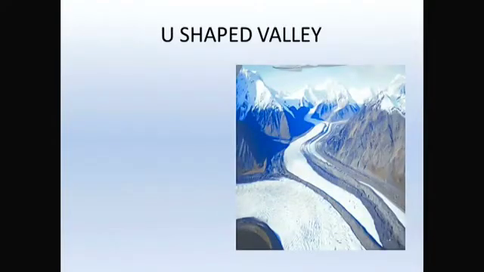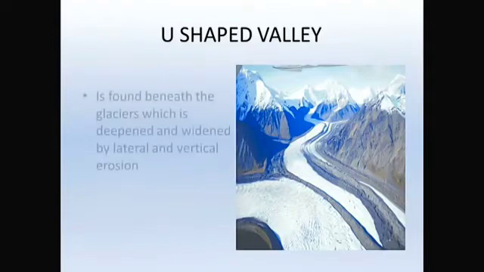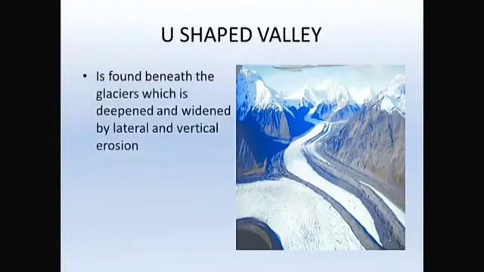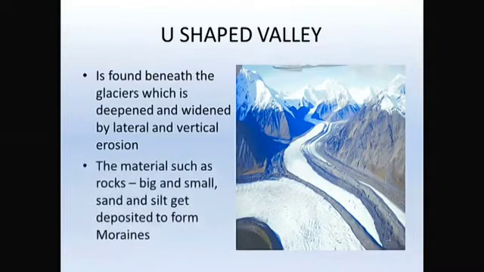Next we are going to see U-shaped valley. This is the U-shaped valley. U-shaped valley is found beneath the glaciers, which is deepened and widened by the lateral and vertical erosion. The material carried by glaciers such as rocks, big and small, sand and silt get deposited. These deposits form glacial moraines.